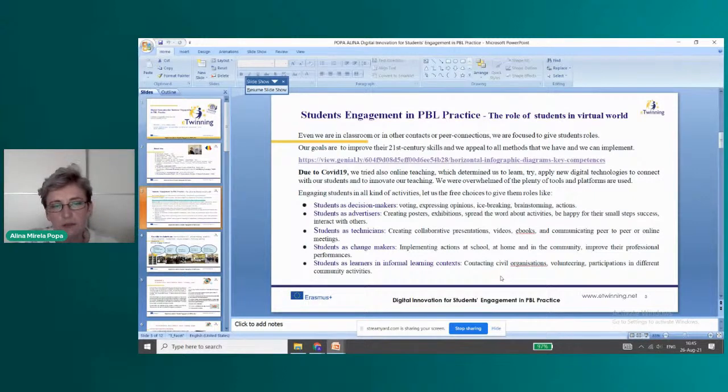Students can have the role as learners in informal learning contexts. This idea is regarding, of course, volunteer activities, participating in all kinds of callings in the county, in the community. But I'm very persuaded that formal learning goes hand in hand with informal learning. For example, international projects, even if they are online or in mobilities, can help students to learn, think, and to touch a little bit the idea of global learning, global learner.